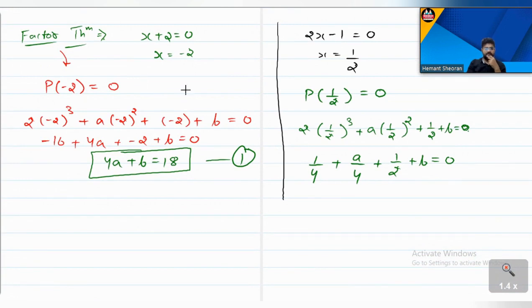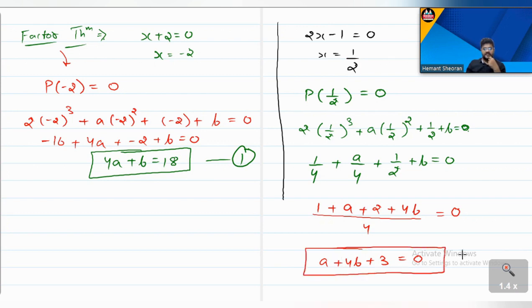We can take an LCM. Let's take an LCM. What's the LCM you got? 4. 1 remains the same, a remains the same. This 1 over 2 will become, the 1 will become a 2 for us. The b will be times by 4. So 4b I got is equal to 0. Yes or no? Now this 4 in the denominator will go to that side. So I will get a plus 4b plus 3 is equal to 0. Any confusion out there? Yes or no? So this is the second equation that we have.